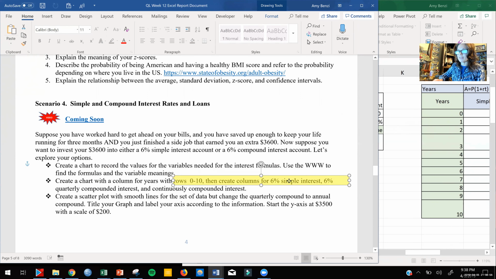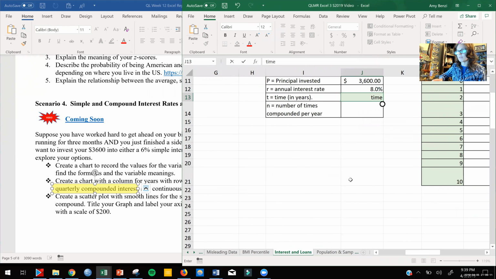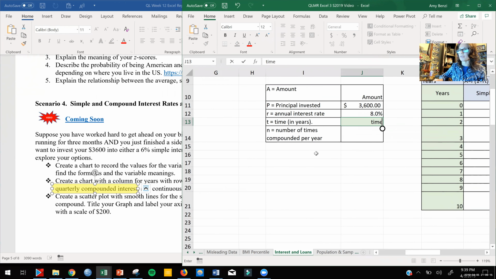And then we have a 6% simple interest, and then we're going to do a 6% quarterly compound interest. Well, if I come back over here to my formulas, my compound interest has an N. N wants to know how many times a year it's compounded. Well, quarterly means what? 4, right? So every 3 months, my interest is going to compound.